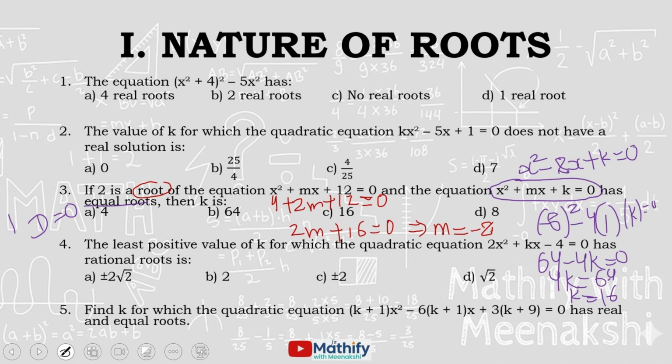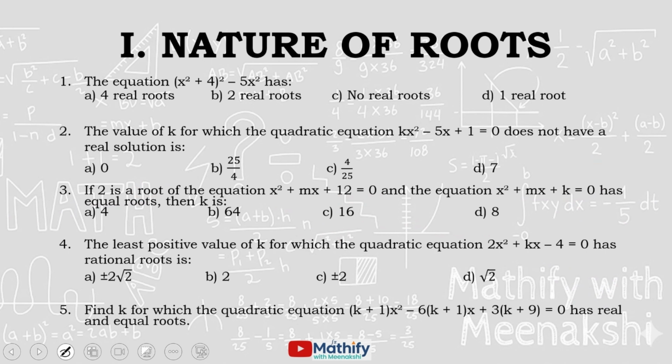And where's the option? It's option C. So k is 16. Let's move to the fourth question.